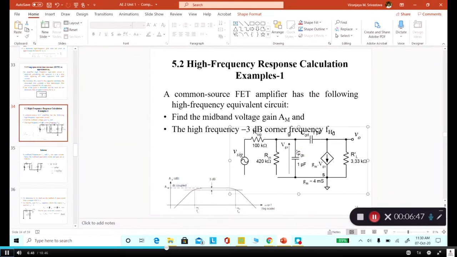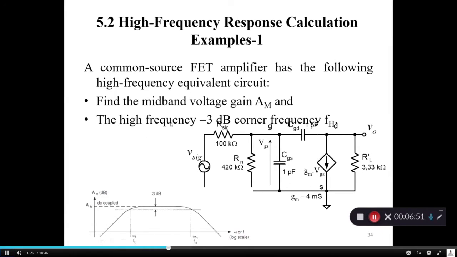In this section, what is the question? The question is to find the mid-band voltage gain using this circuit, that is, find this AM, the mid-band voltage gain AM, and the high frequency minus 3 dB. High frequency means this side. The minus 3 dB corner frequency means the frequency at which this AM touches minus 3 dB. So in this circuit we have to find AM and FH.